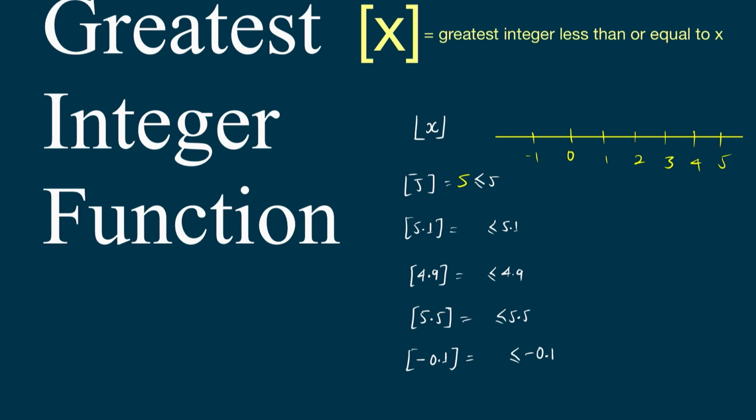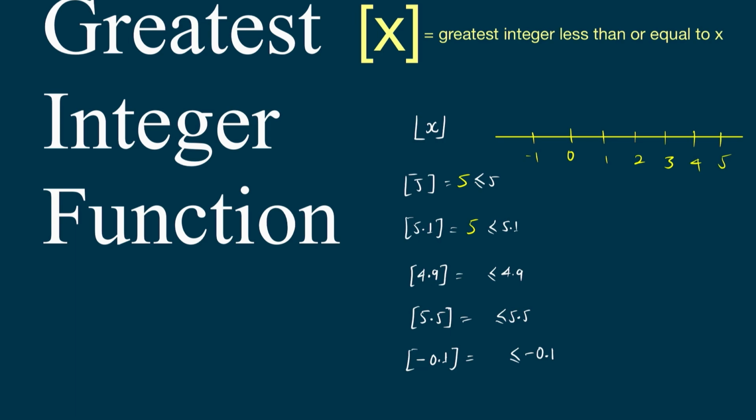Okay, next we have 5.1, and now which number will be the greatest integer which is less than or equal to 5.1? As you can see here, 5.1 will lie somewhere over here. Now the greatest integer which is less than or equal to 5.1, that means 5 only. So here this will also be 5.